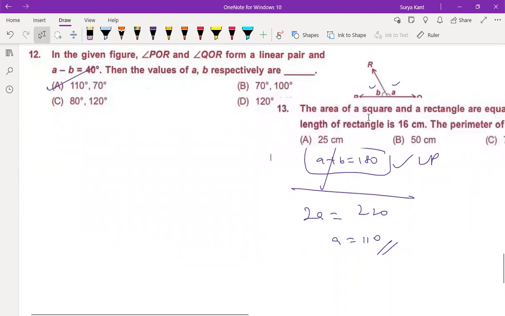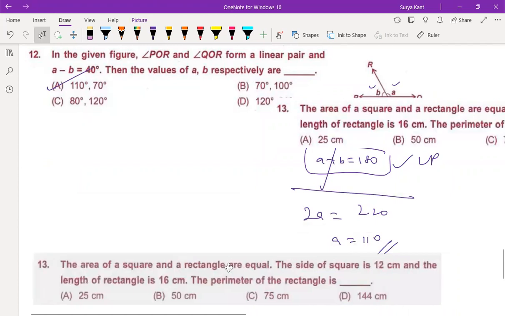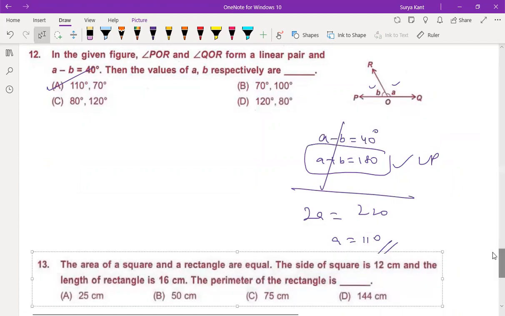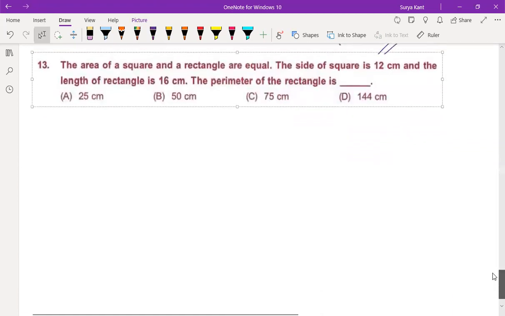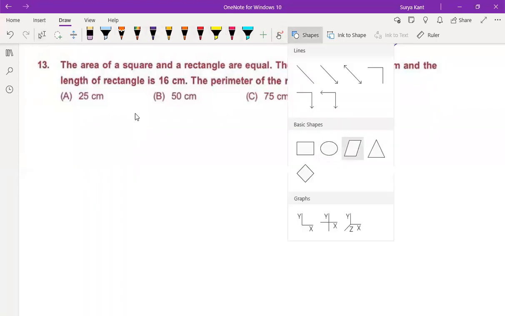Now question number 13. Read the question. The area of a square and rectangle are equal. So first you make a square and rectangle over here.